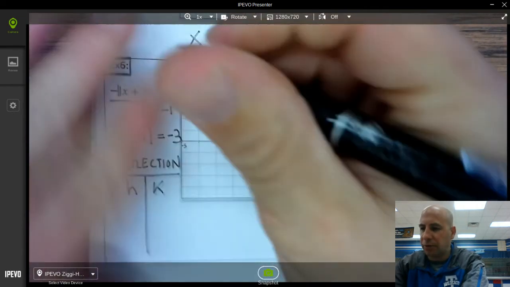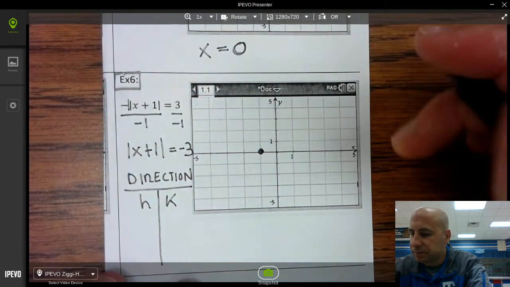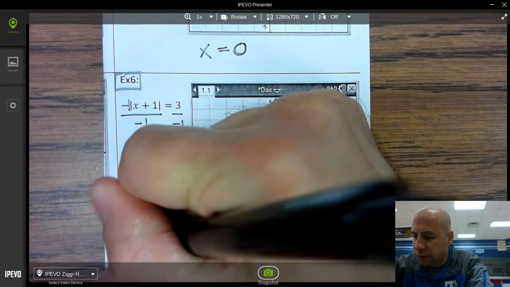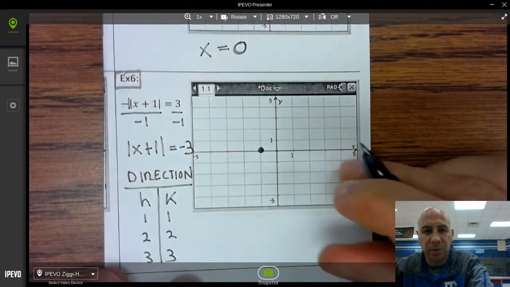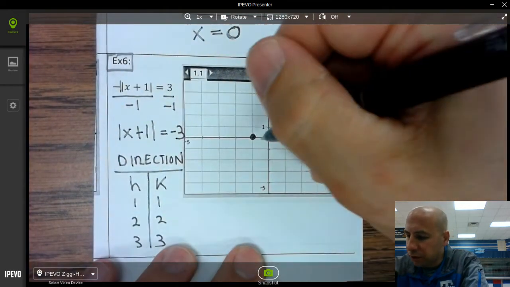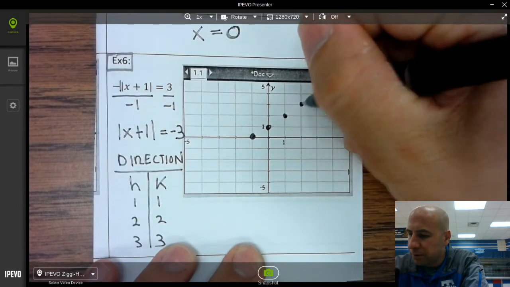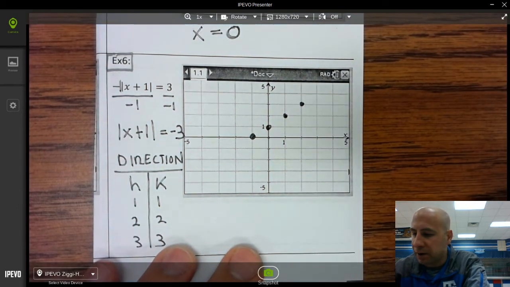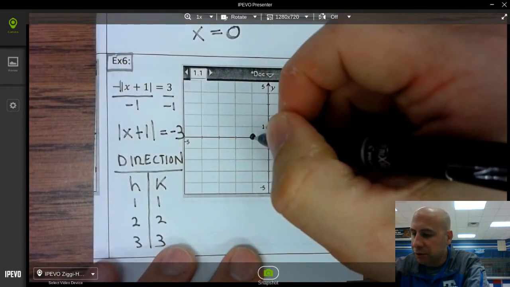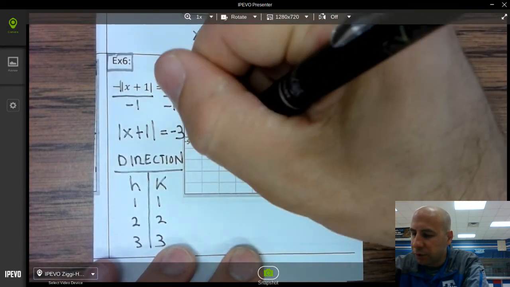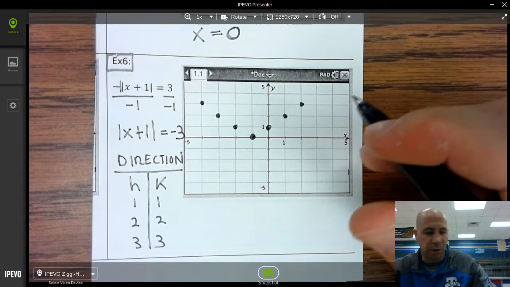Now h, k, that was our vertex. Okay. And then we know 1, 1, 2, 2, 3, 3. Okay. So that tells us to go to the right 1 up 1, to the right 2 up 2, to the right 3 up 3. And again, we can graph by symmetry, and we know it's symmetric. So we go left 1 up 1, left 2 up 2, left 3 up 3, and then we have our graph.